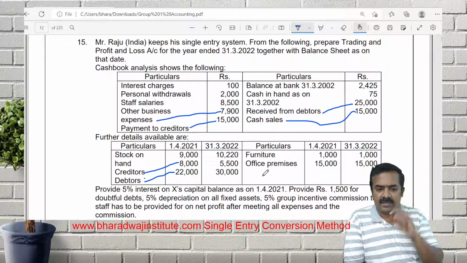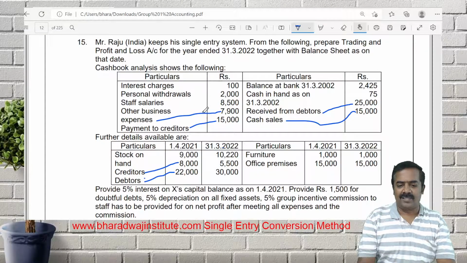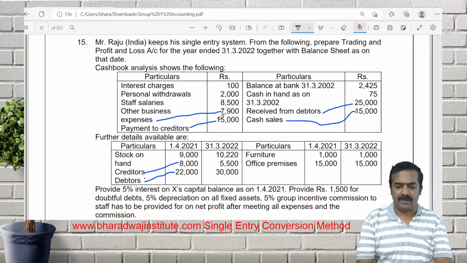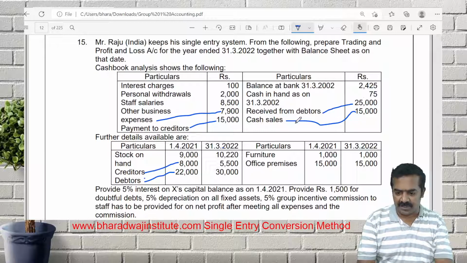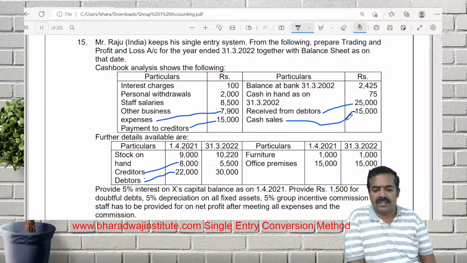We'll start discussing question number 15. There was a small alignment error. Hope you made it out. Other business expenses 7,900. Payment to creditors 15,000. Receipt from debtors 25,000. Cash sales how much? 15,000. Creditors and debtors are given.